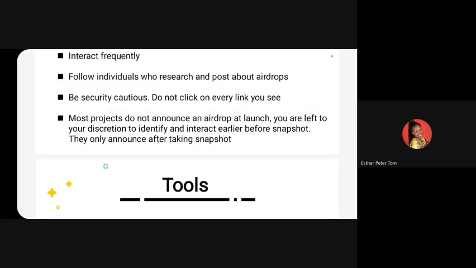So if a project launches and you're saying let me wait for 7 months, they may take a snapshot. In fact, ZeroOne even took snapshots before most people got to know about ZeroOne and started using it. So have in mind that most projects will not announce that they will have an airdrop. So it's up to you to use your discretion.